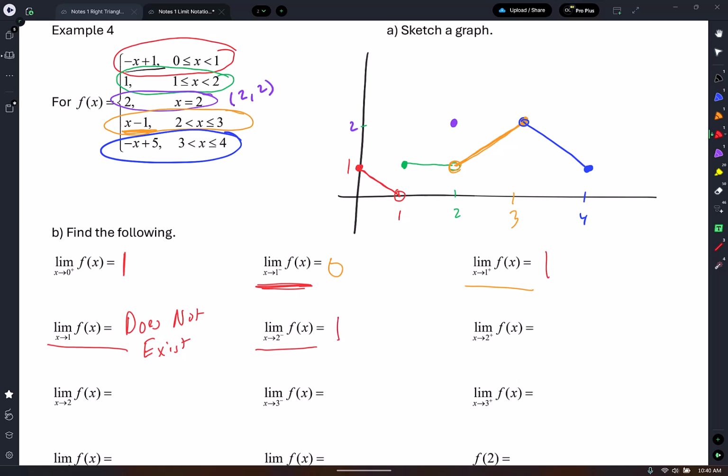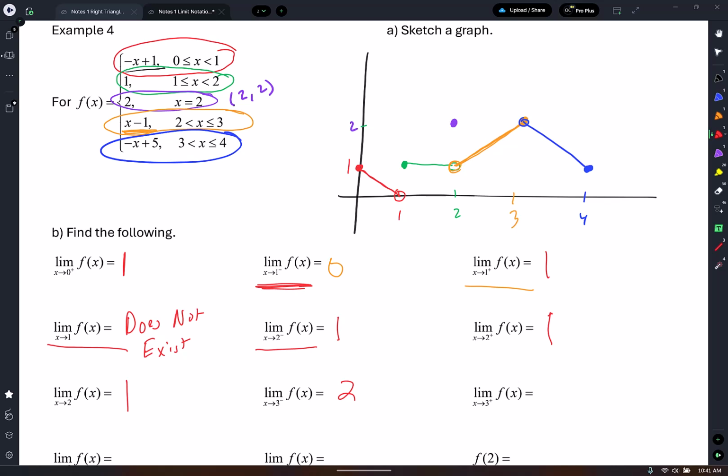Perfect. Good job. Limit as x approaches 2 from the right is what? Yes. I didn't hear you. Sorry if you were waiting. All right, let's see who's next. The limit as x approaches 2 is 1. Perfect. The limit as x approaches 3 from the left is 2.